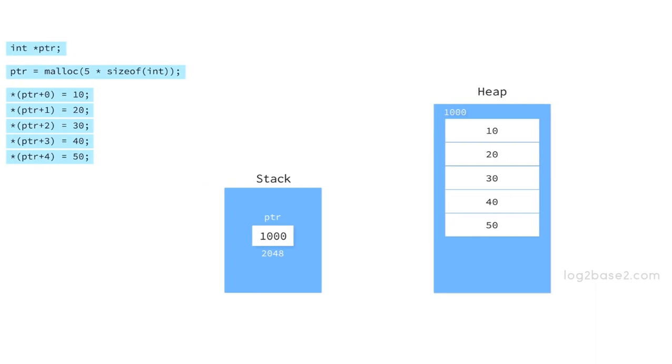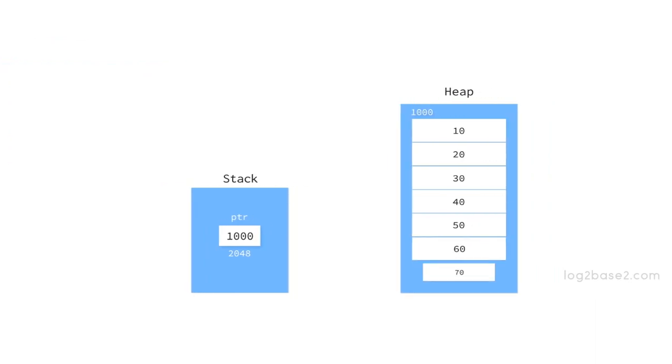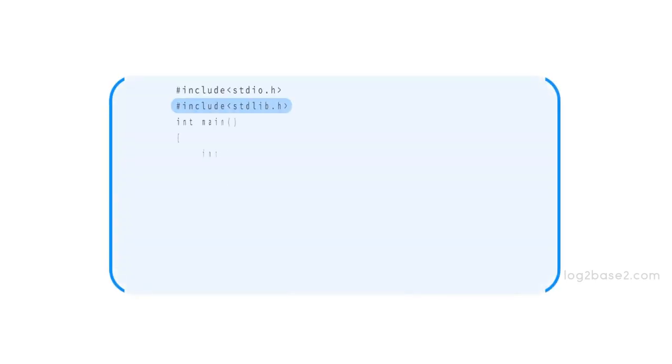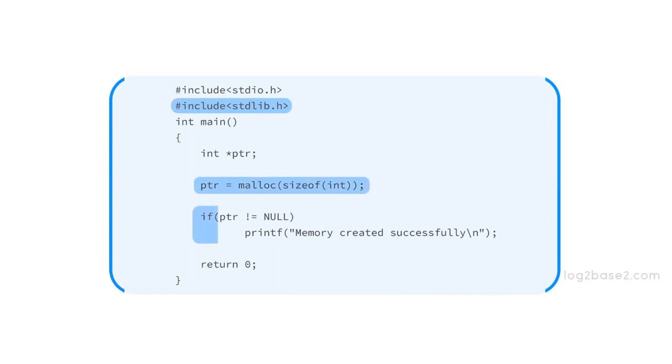Now, let us consider a scenario where the heap is already full and using malloc we are trying to allocate some memory. But the heap is full already. So what happens is malloc returns null instead of the base address. So whenever we use malloc, we should first check whether memory was really allocated or not. For that, we can perform a null check like this. That is, if the value returned by malloc is null, memory was not allocated, otherwise it was successful.